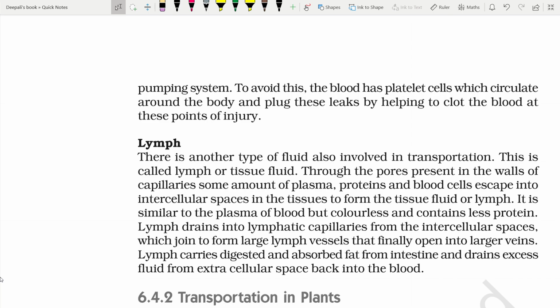Lymph drains into the lymphatic capillaries from the intercellular space, which join to form large lymph vessels that finally open into larger veins. Lymph carries digested and absorbed fats from the intestine and drains excess fluid from the extracellular space back into the blood. So that is the function of lymph, which is a transparent fluid and contains less protein than the blood, and it helps in maintaining the transport system.